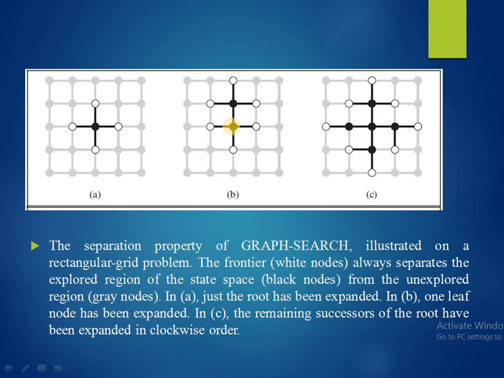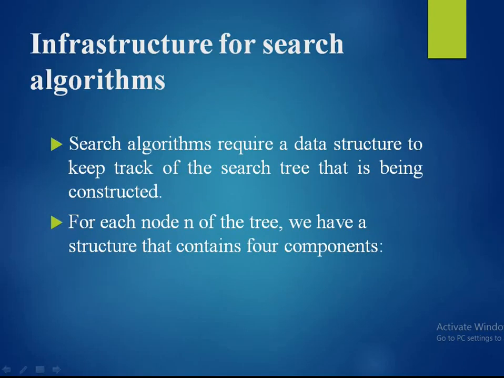Okay, so from the unexplored region, gray nodes. Gray nodes are nothing but the unexplored region. In figure A, just a root has been expanded. In figure B, one leaf node has been expanded, and in figure C, the remaining successors of the root have been expanded. Now, what is the infrastructure for the search algorithms?